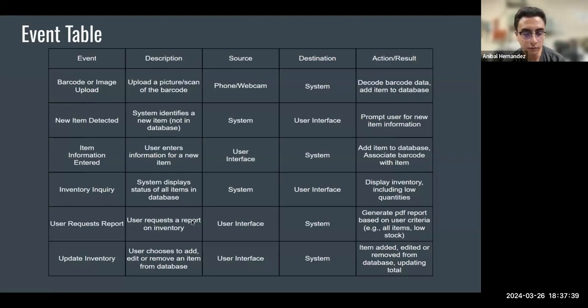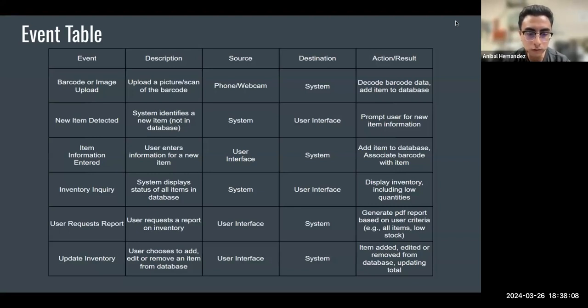features of the program. So the program detects a new item, and then it goes to the system, and then the destination is the user interface that prompts the user to enter the item information. Each event unlocks the next one. So at the end we have update inventory.